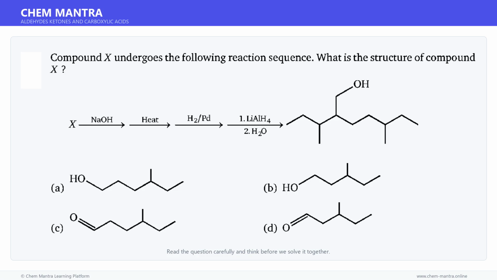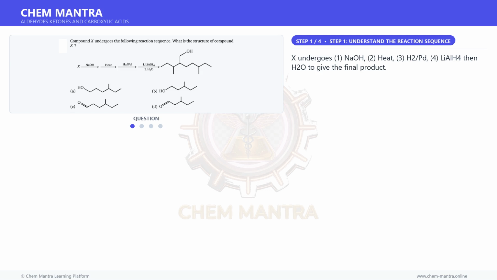Here is a question. Read it carefully and think about the answer. Let us solve it step by step. Let us begin solving this step by step. X undergoes 1. NaOH, 2. Heat, 3. H2/Pd, 4. LiAlH4 then H2O to give the final product.